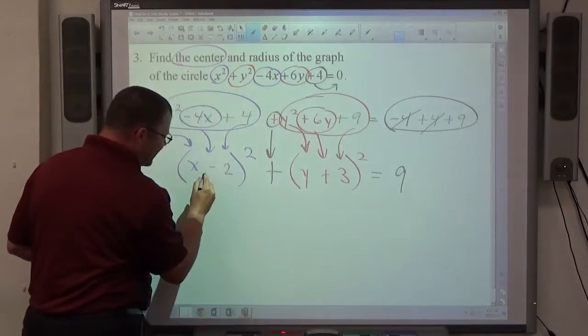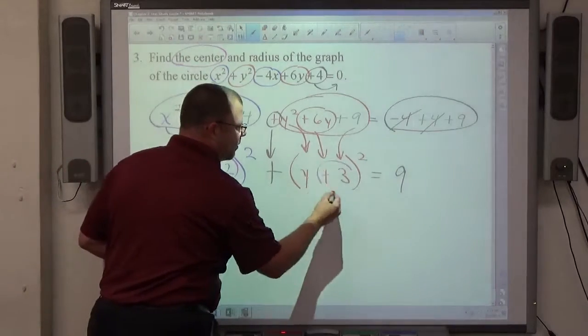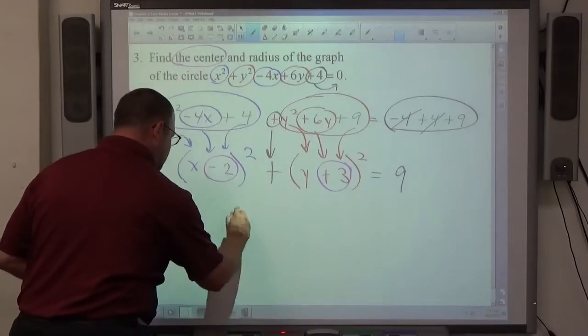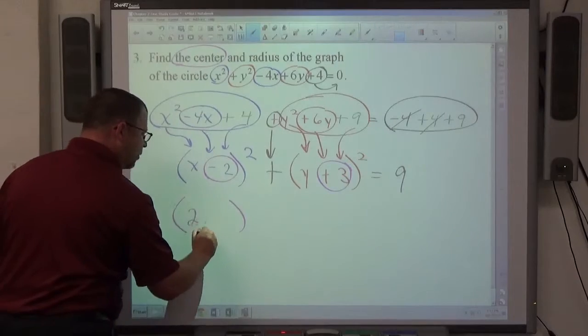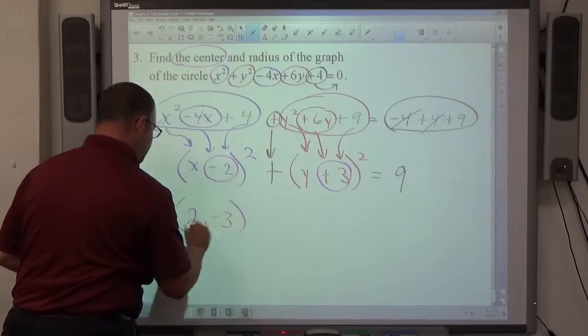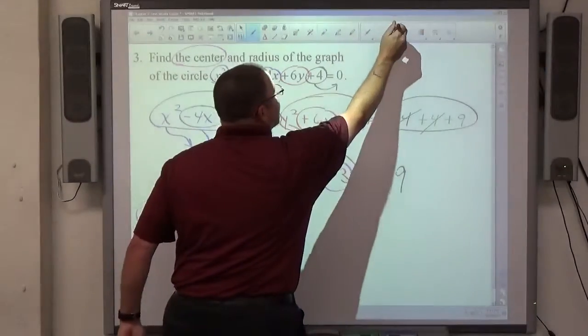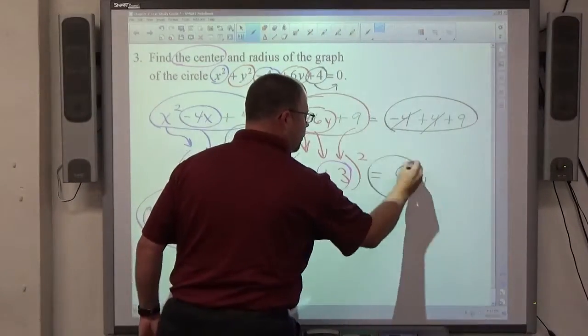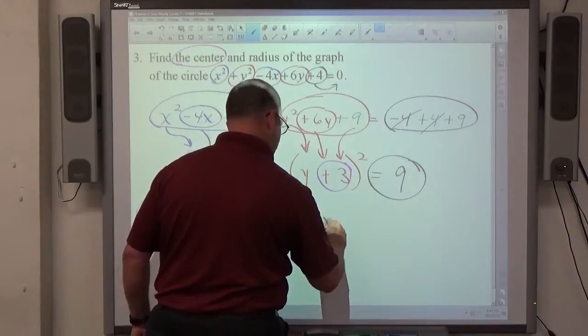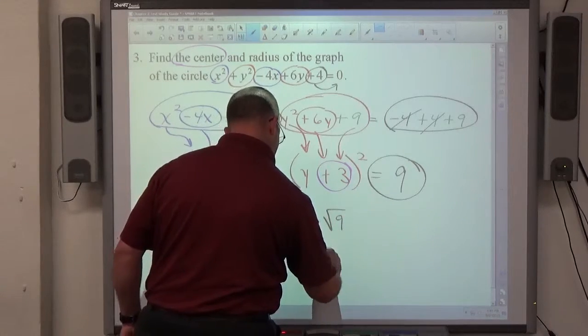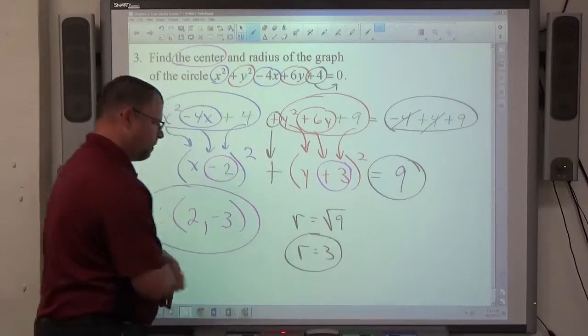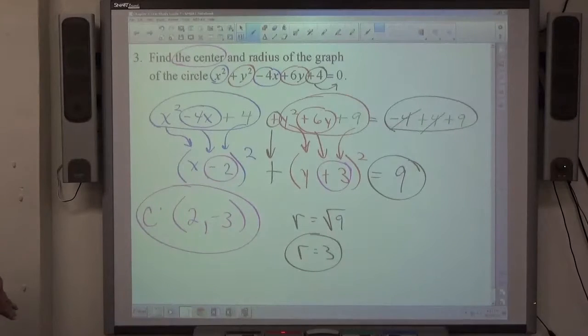Once we get standard form, our job is to find the center. The center is these two numbers with opposite signs. So the x-coordinate is going to be positive 2. The y-coordinate is going to be negative 3. That's my center. The radius is going to be the square root of that number. So radius equals 3.